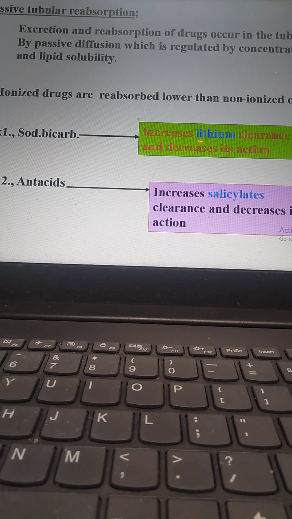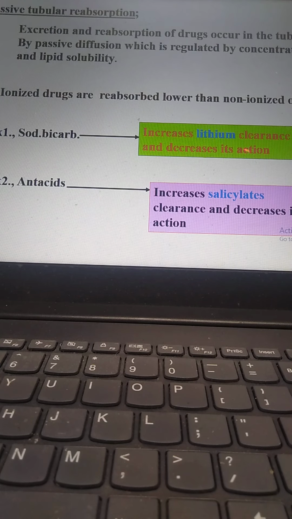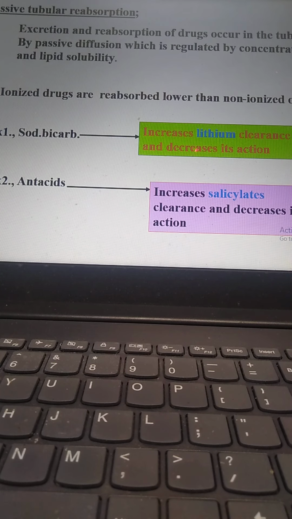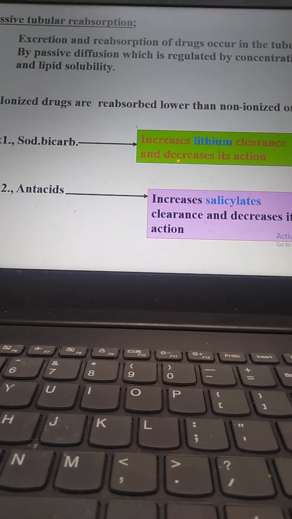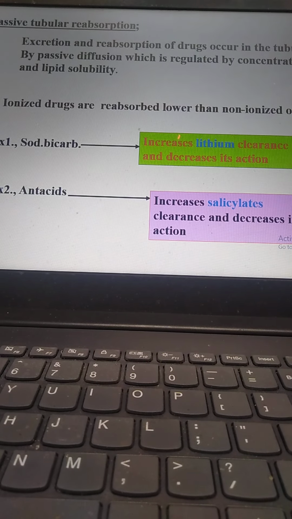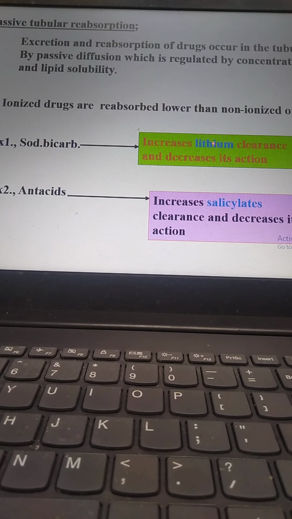Sodium bicarbonate increases lithium clearance and decreases its action. So once you give the sodium bicarbonate, lithium clearance is increased, so its action and its level decrease. So the therapeutic concentration is lowered. The therapeutic concentration of lithium is 0.5 to 1.2 milliequivalent per liter.